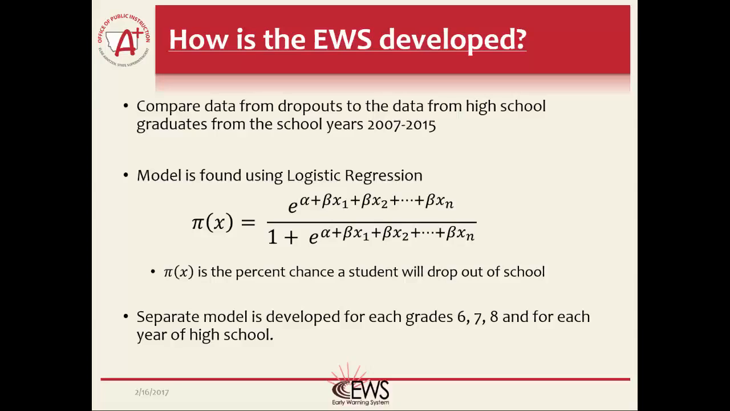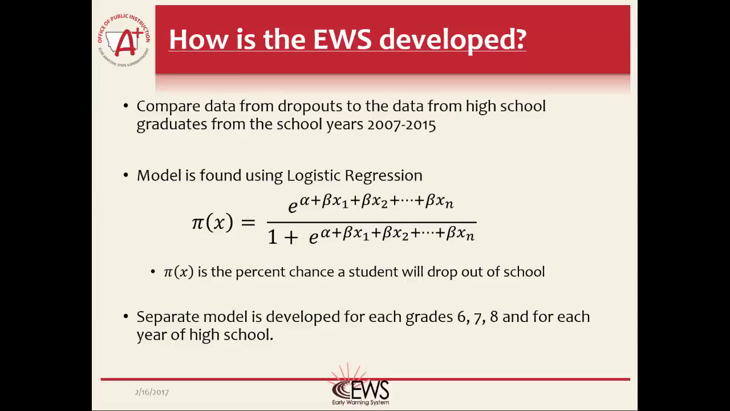Each x is a variable, such as attendance rate, and the corresponding beta is the coefficient or weight applied to that variable. Some variables are more important than others, so they are given a stronger weight. The important part to know is that the end result of the equation, pi of x, is the percent chance a student will drop out of school based on their data.